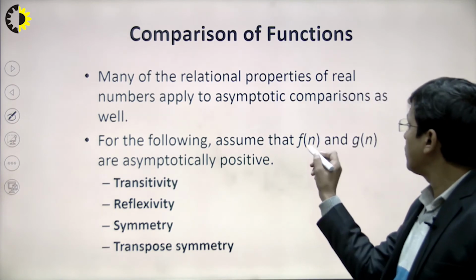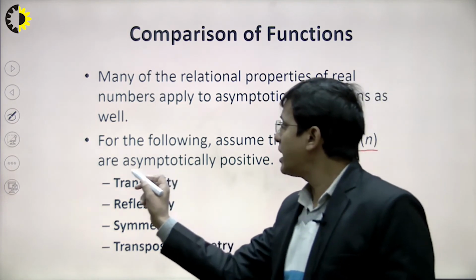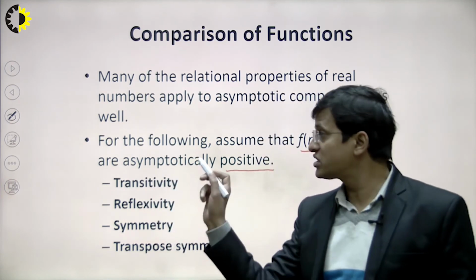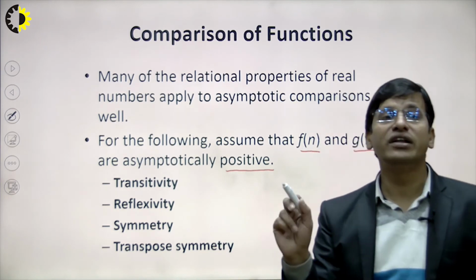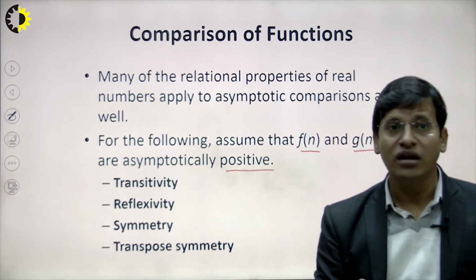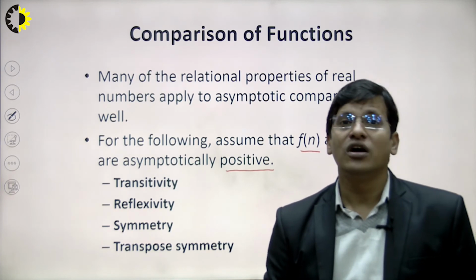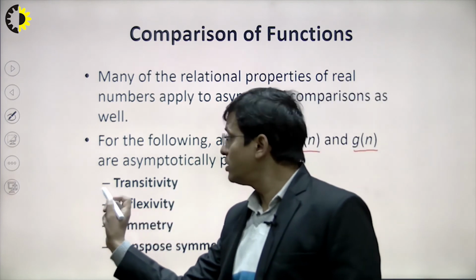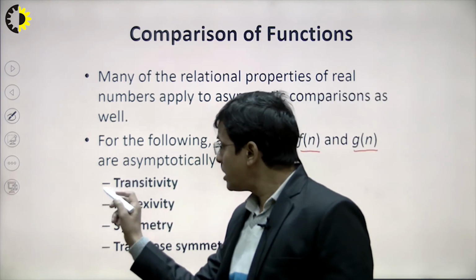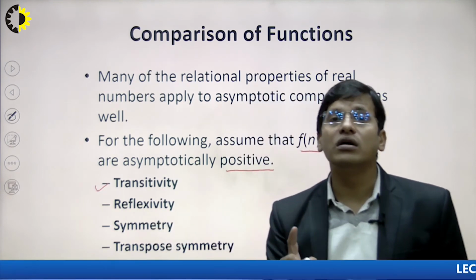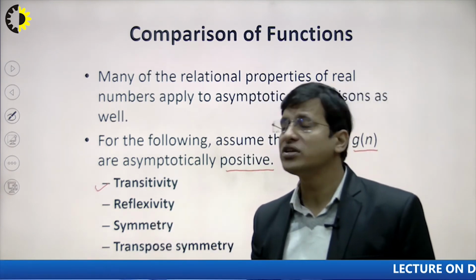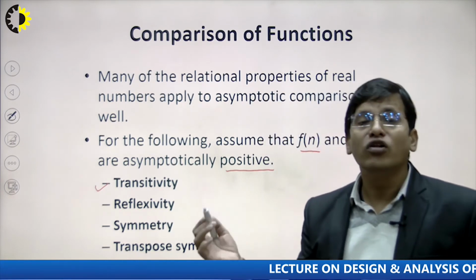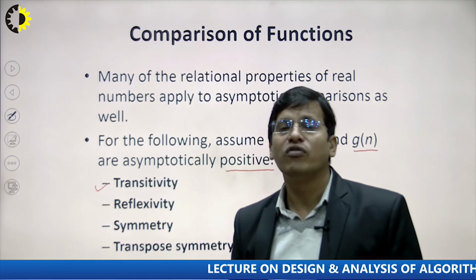Assuming f of n and g of n are asymptotically positive functions. First of all we have to assume these conditions. This means f of n and g of n are asymptotically positive. On the basis of these assumptions, we are trying to find out some properties. These are the properties that these notations will follow, but not all notations will follow all the properties. Some of the properties will hold for all notations, but some will not.